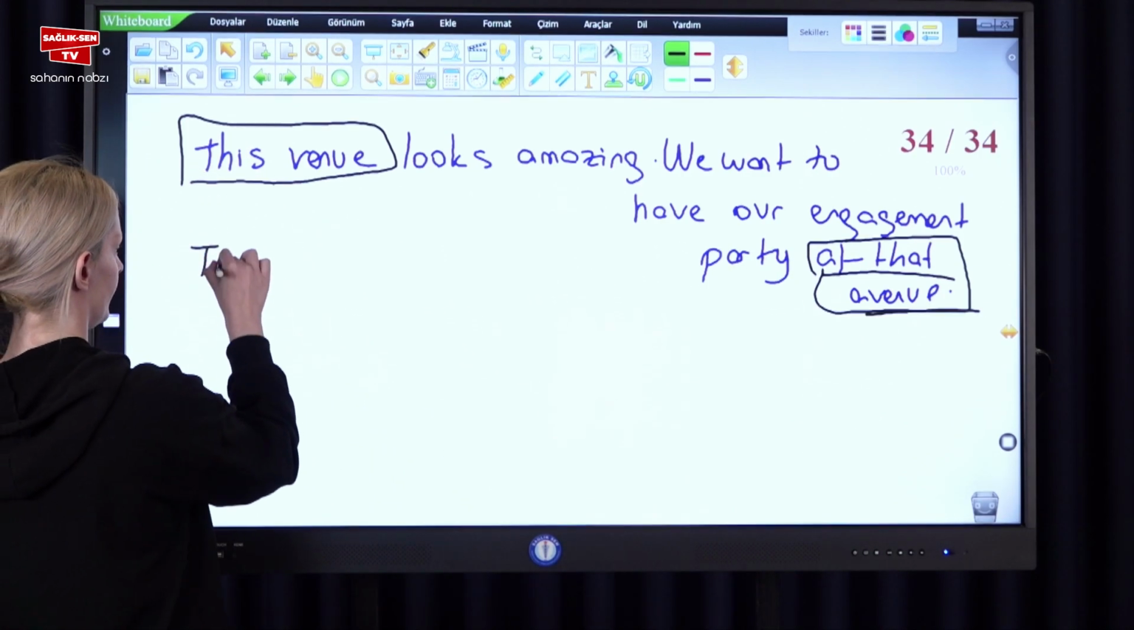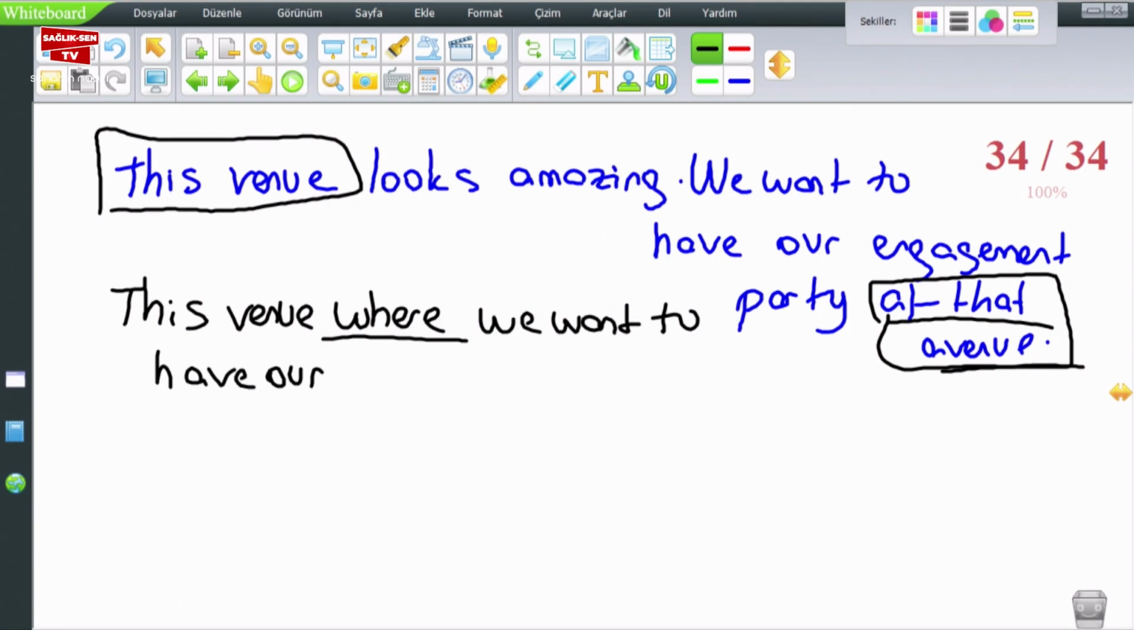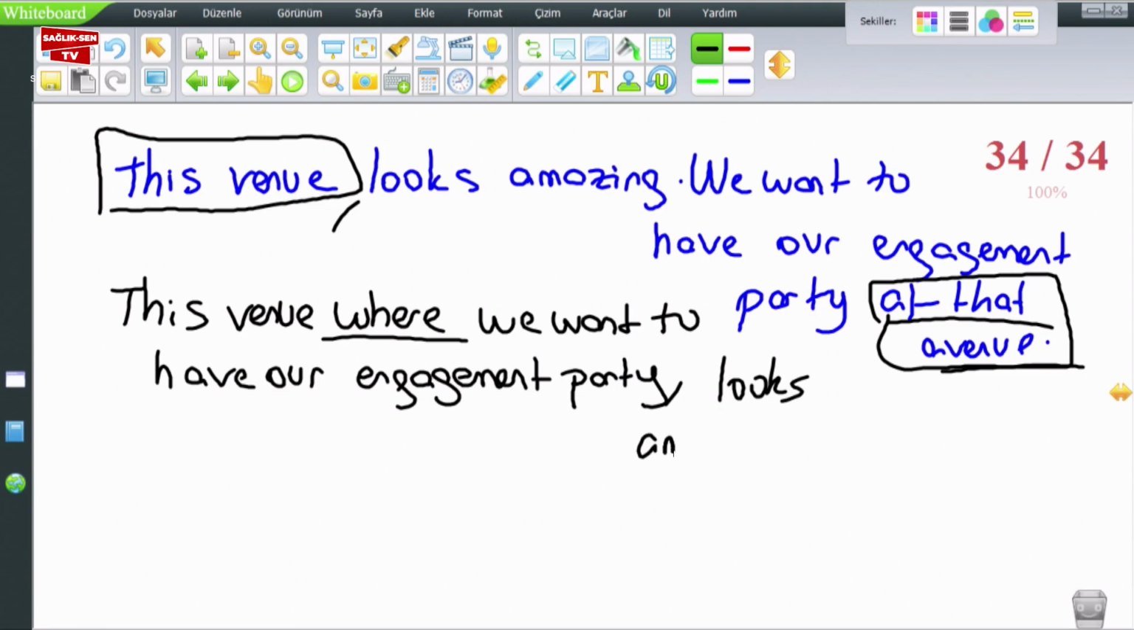So I will start writing my new sentence. This venue where, I will go on with the second one, which has the place meaning, where we want to have our engagements party. The second sentence is done, so I go back to the first one and go on from where I left. Looks amazing.